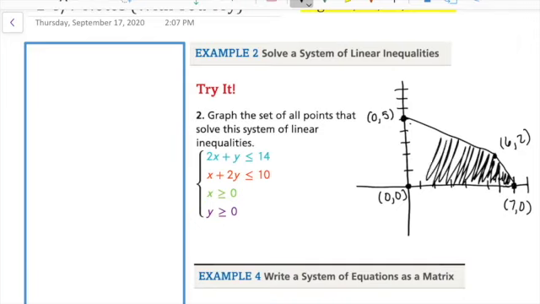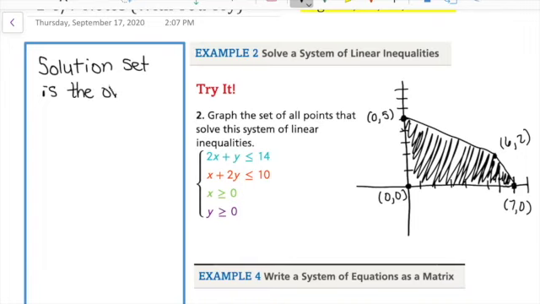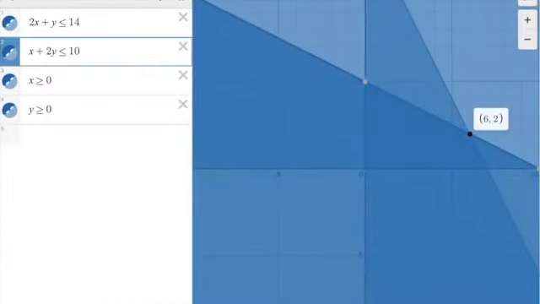And this is the only part of shading that I am considering the solution set. So the solution set is when it all overlaps. The solution set is the overlap of all the colors. And like I said, with Desmos, I still believe that the easiest way to do that is to change them all to the same color and see where the darkest is. The darkest is going to tell you where all that overlap is, and it's easier to see that way.